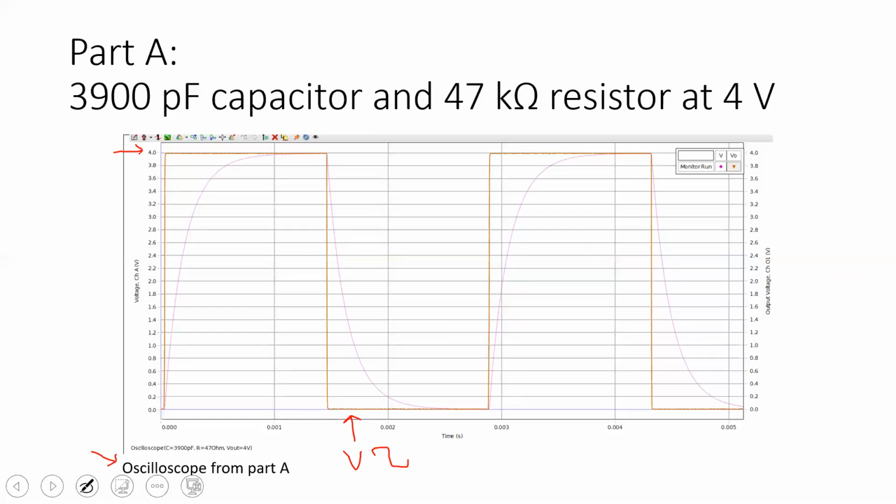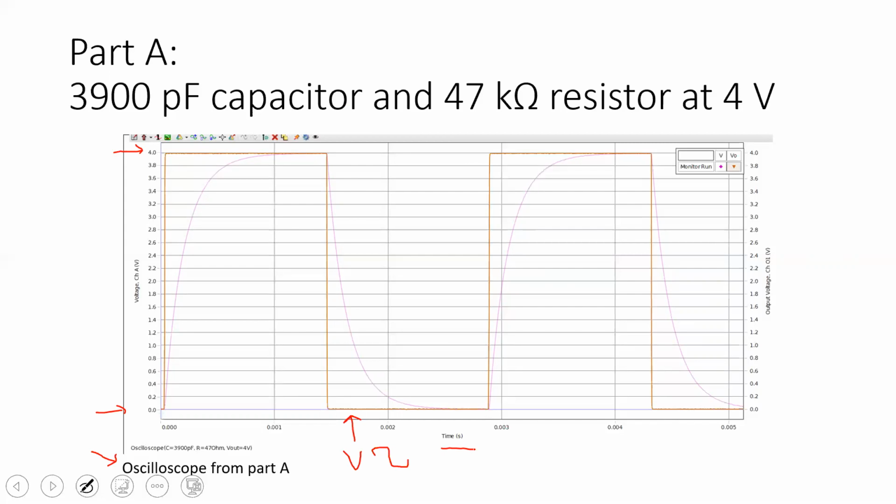You'll see it's turning on here. It's at 4 volts, and it's turning off at 0 volts. And it is doing that pretty quickly. You can see the time scale down here. It is turning on and off at a pretty quick frequency. So I had to zoom in on that to be able to see anything interesting.